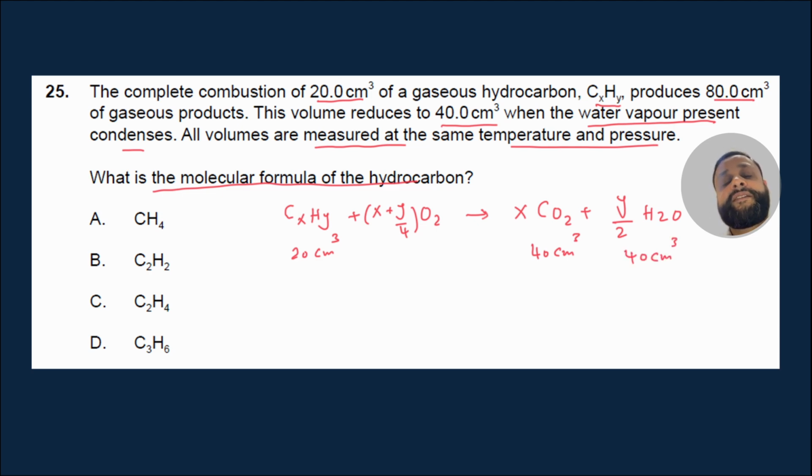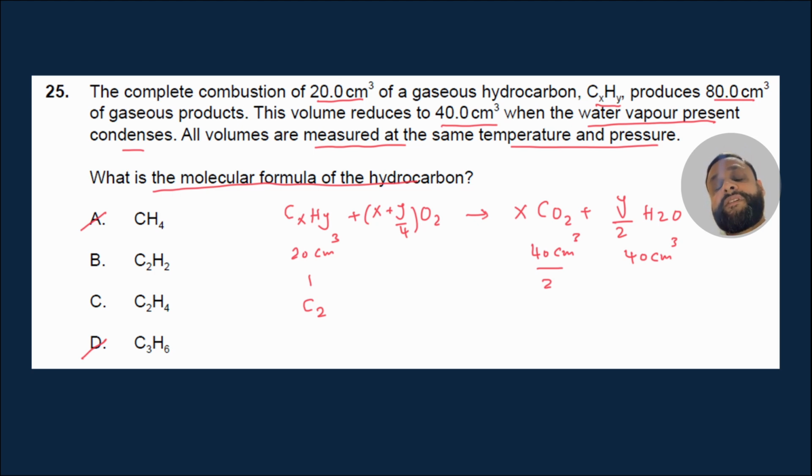So if we start with 20 centimeter cube of hydrocarbon and the volume of carbon dioxide produced is 40, the ratio is 1 to 2. So that suggests there are 2 carbon atoms in the given hydrocarbon. So that means A and D are not the correct answer. So that leaves us between B and C.